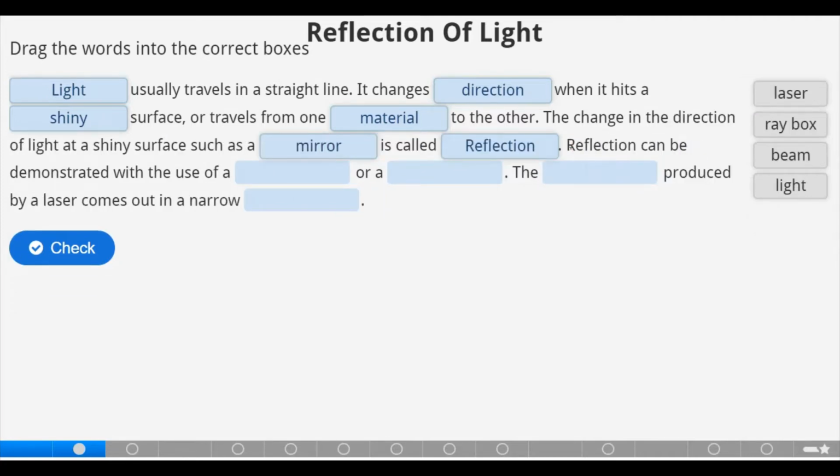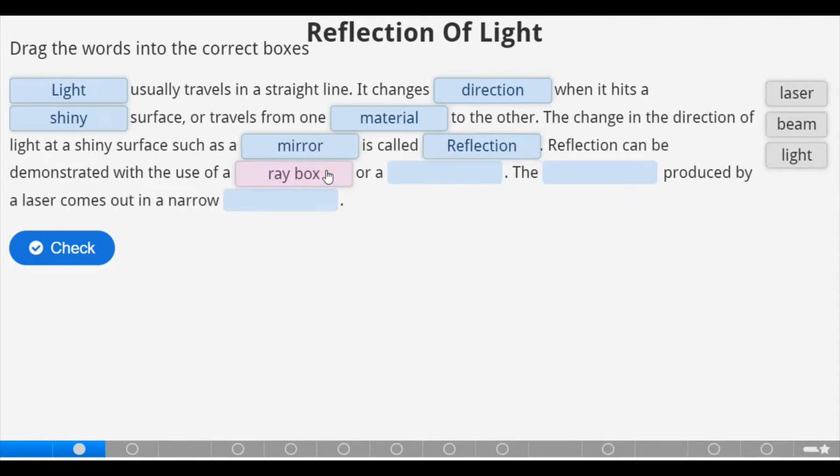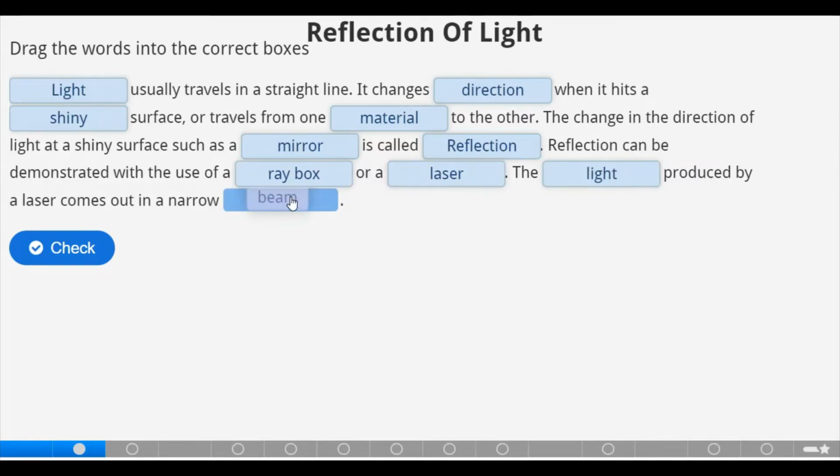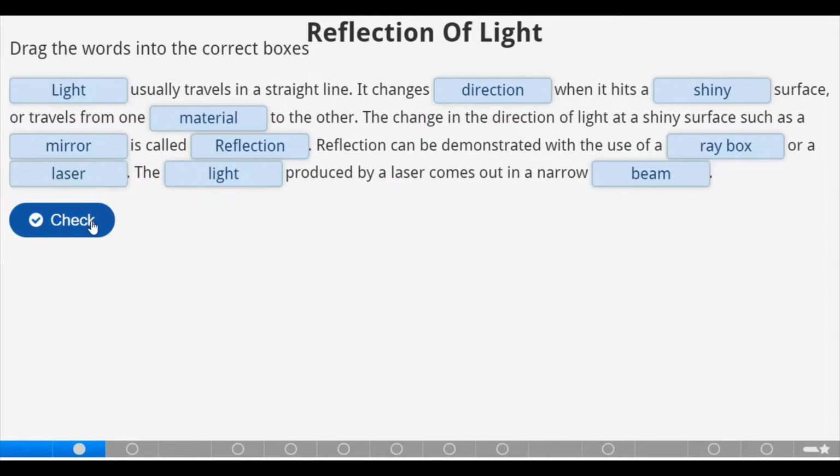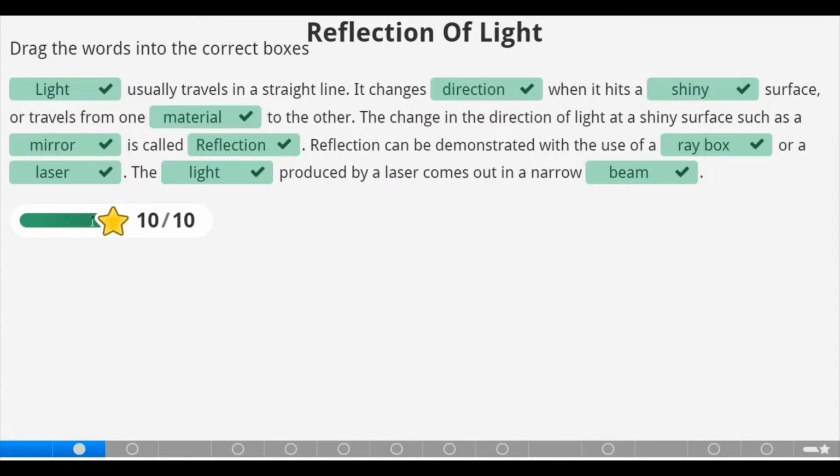Reflection can be demonstrated with the use of a ray box or a laser. The light produced by a laser comes out in a narrow beam. Let's check. That is correct. Let's move on.